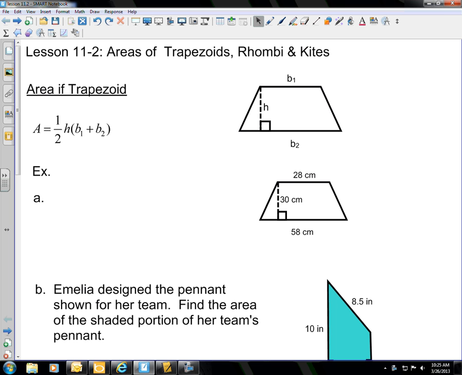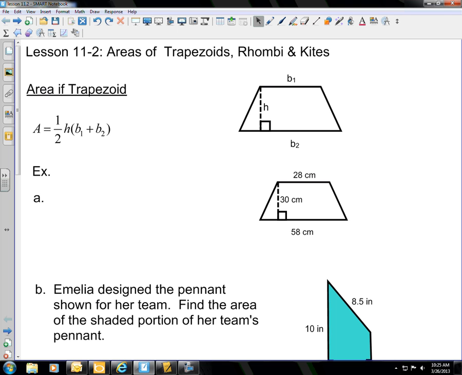All right, the first one deals with the trapezoid, and it is half the height times the sum of the bases. Now let's just refresh our memory on what a trapezoid is. It's a quadrilateral. It's got one pair of parallel sides. Those are our bases, base 1 and base 2. The height is perpendicular to both of those bases, okay? That's basically what your trapezoid is.